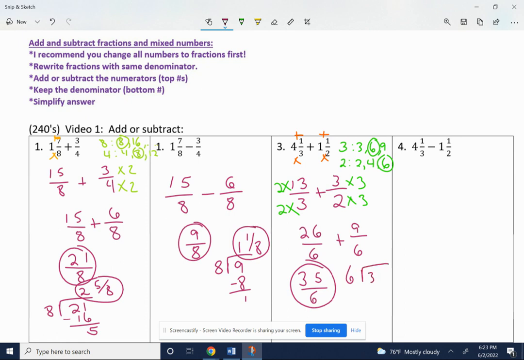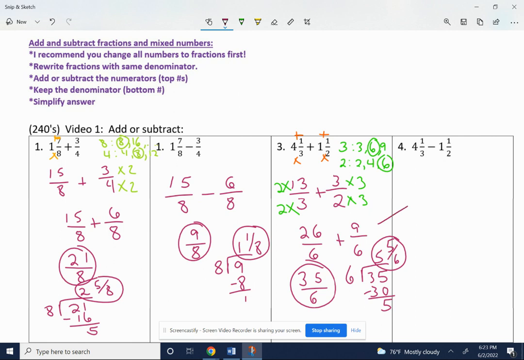That is reduced. It's improper, but it is reduced. If I wanted to make it a mixed number, I could divide. Let's see, 6 times 5 is 30. You have 5/6 left over. So 5 and 5/6 is also a perfectly good answer for that.